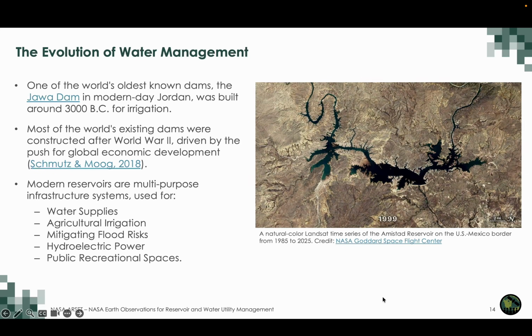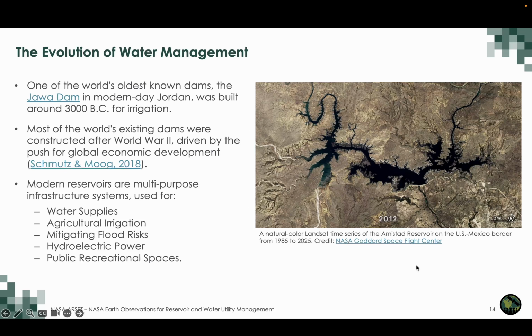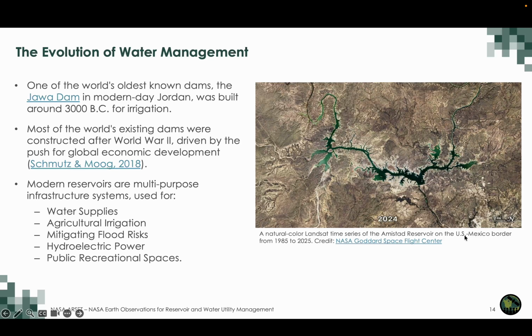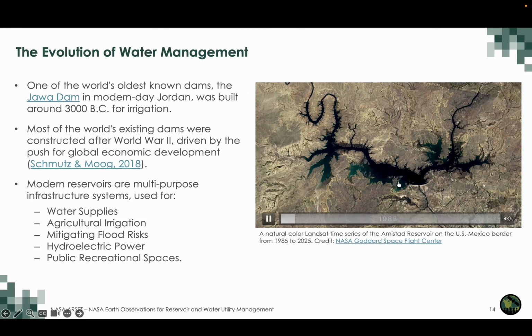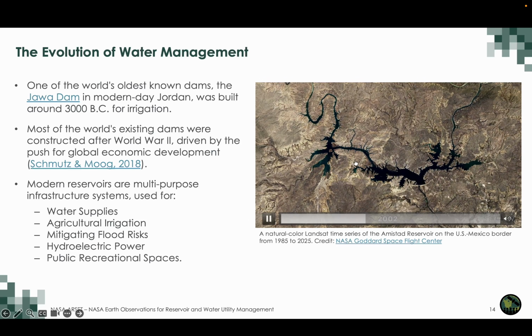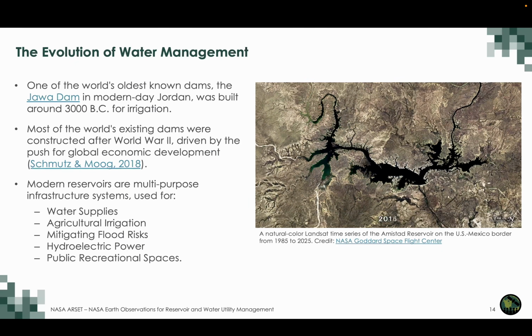This animation is of Landsat true color images between 1985 and 2025, and it shows the Amistad Reservoir on the US-Mexico border. And it's interesting to see that over the years, it shows how water extent in this reservoir is changing as well as water quality. As you can see, the colors potentially indicate algal bloom in the reservoir.